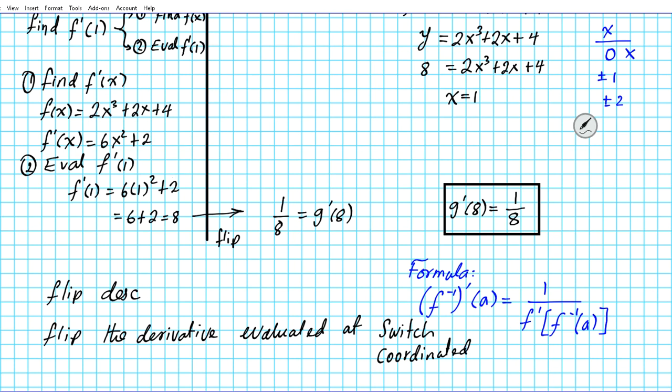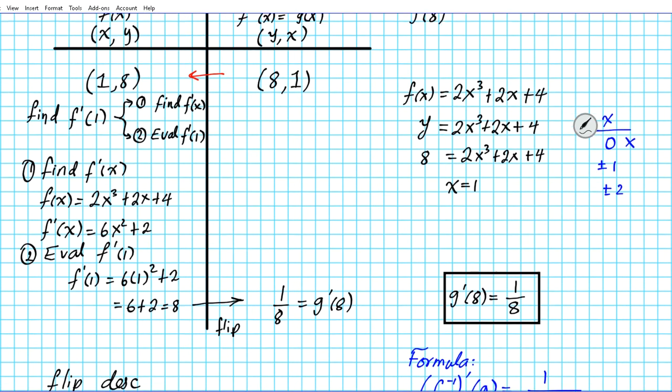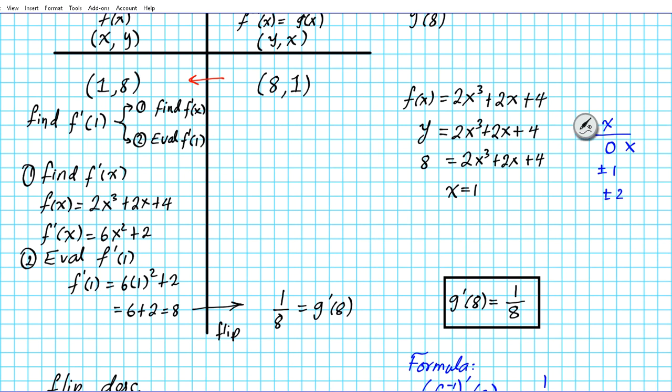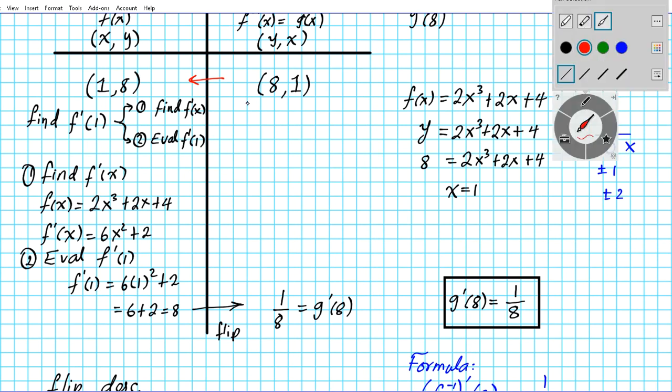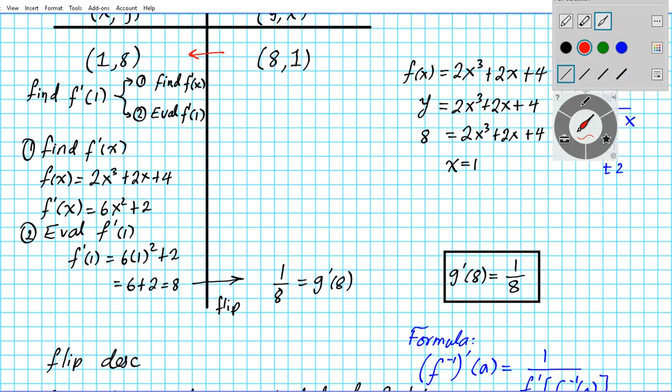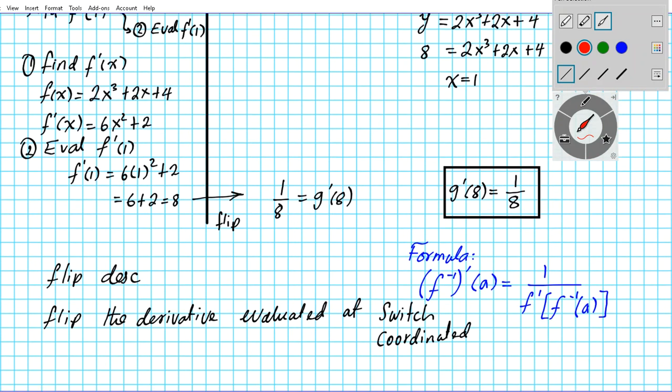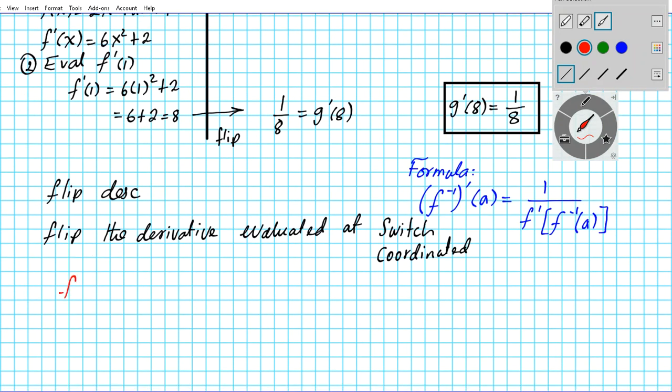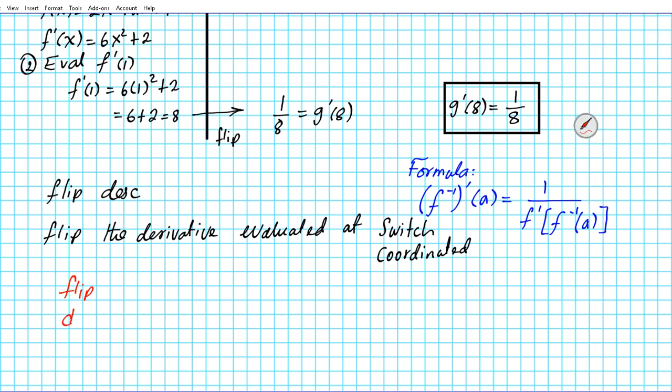Okay, we did the switch step right here. So first of all, of course, you have to find the coordinates first. So when you're doing Flip Desc, think about it this way. Let me write it down. If you want to do Flip Desc, you work your way from the bottom to the top. Okay, so you do the switch coordinates first, and then you find the derivative evaluated at that, and then lastly you just flip.